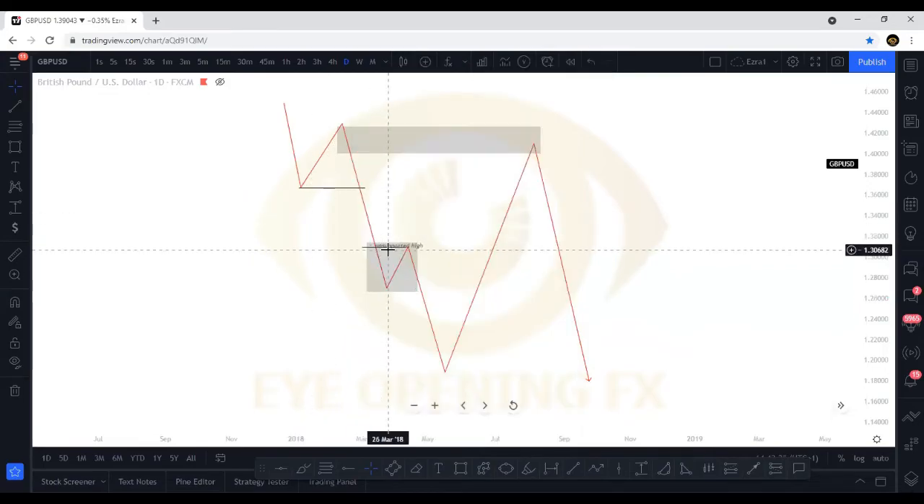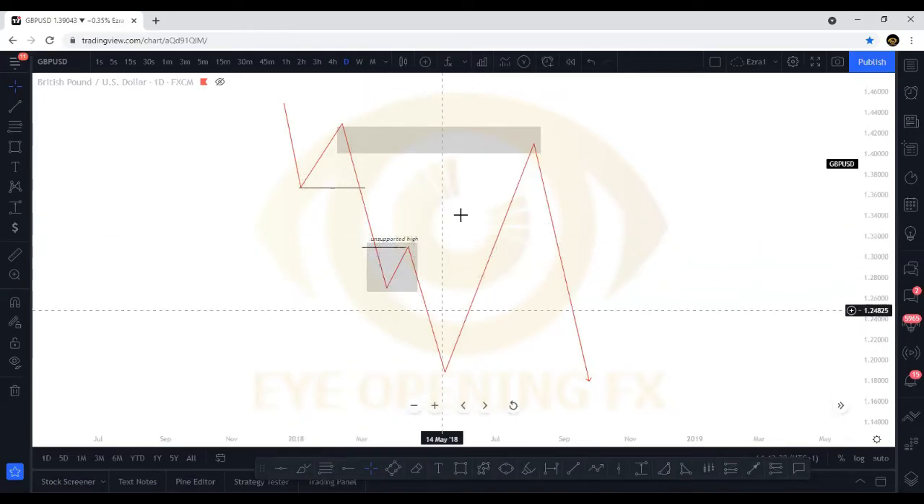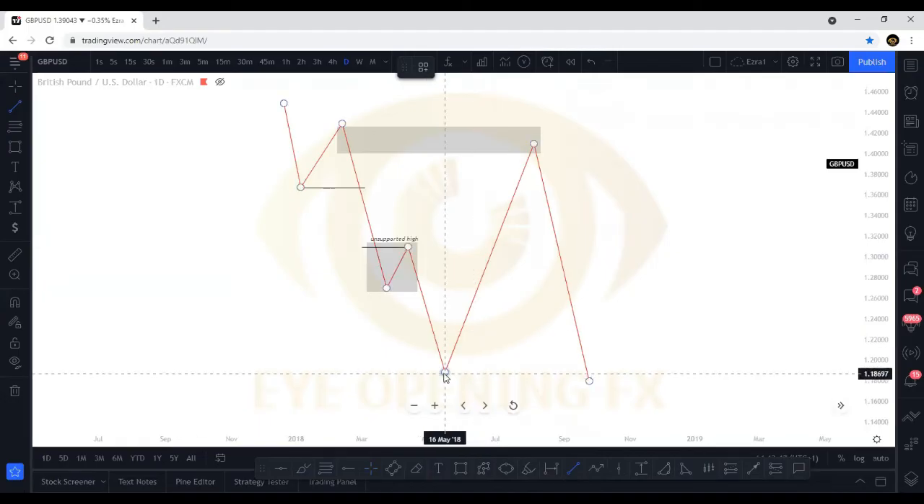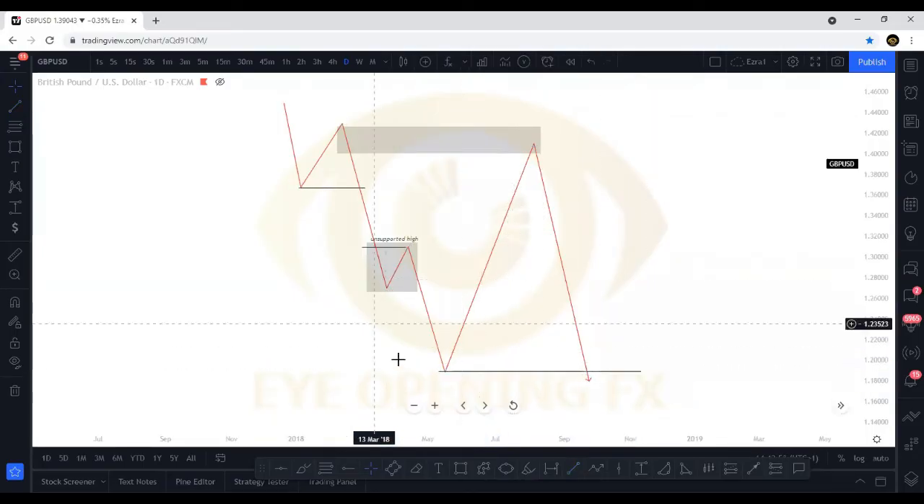So this is considered as an unsupported high. The market will use it to induce liquidity, so it becomes inducement. The market will use it to induce liquidity before creating a lower low. So this is inducement.